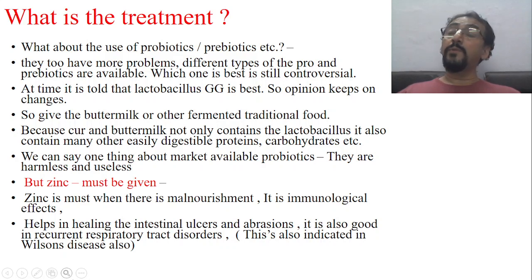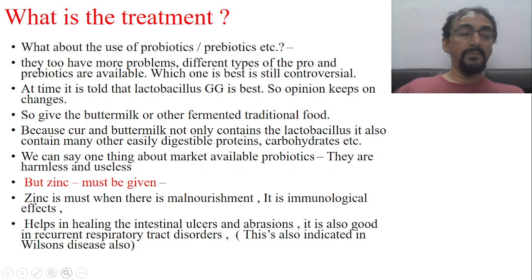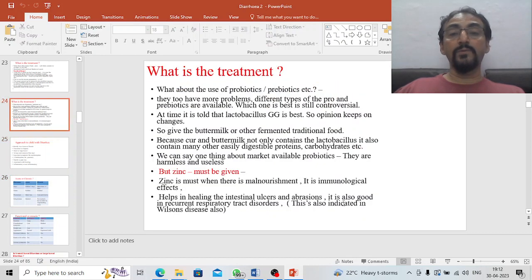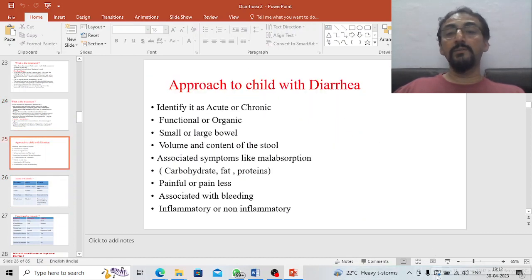Zinc is also important immunologically. Zinc also prevents malnourishment, and it helps in healing the intestinal ulcers and abrasions if they are happening. It is also good in reducing recurrent respiratory tract disorders. I told you vitamin A and zinc are very important even for repeated respiratory tract infections. Zinc-rich food has to be taken. So this is one important part in the treatment. Yes, now we go to the approach to the child with diarrhea.